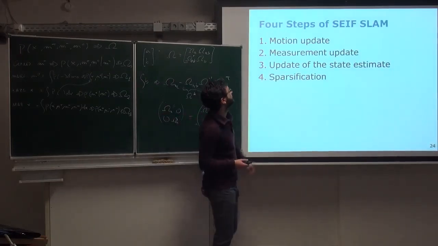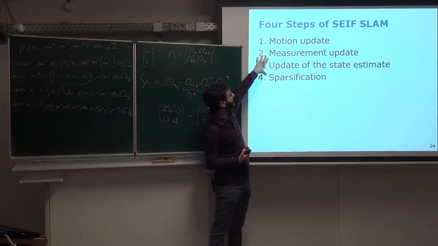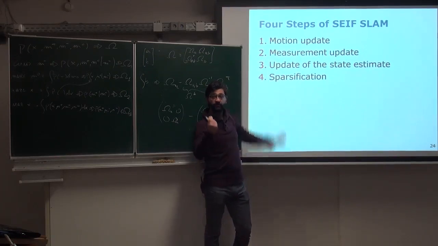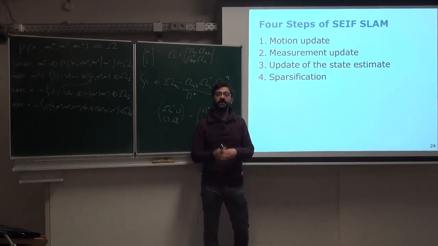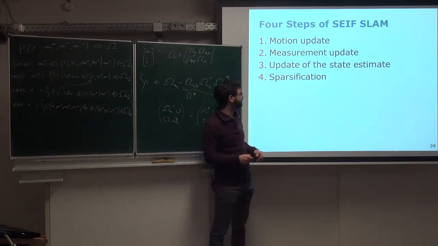The sparse extended information filter has a similar structure to the Kalman filter, plus two main steps which are added. One is the update of the state estimate, because we still need to recover the state estimate, but instead of just multiplying with the inverse of the information matrix, we solve a least squares problem. And since it's a sparse least squares problem, it's also efficient to solve, and we'll see how to do it in practice towards the end of the class.